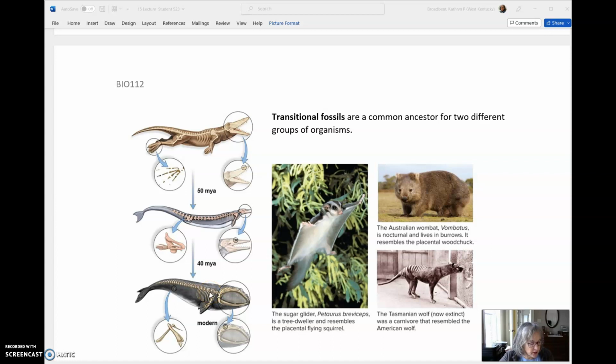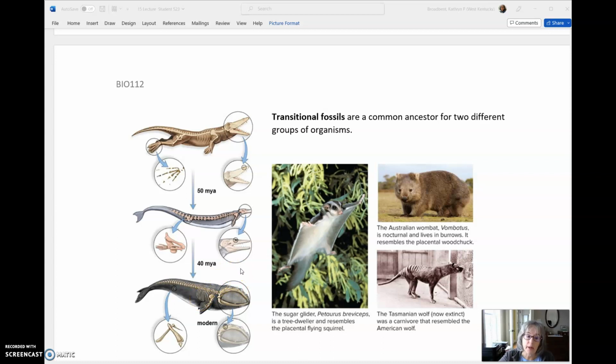We don't expect to find all the transitional fossils because making a fossil is very happenstance. It has to fall in just the right mud and not be disturbed and so forth. So we do find some.